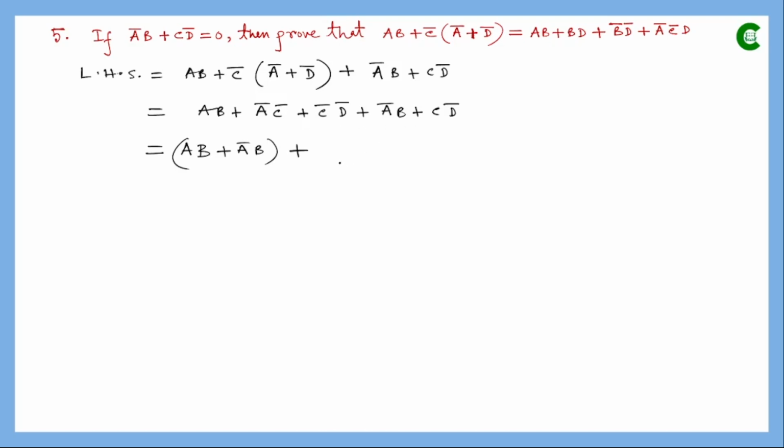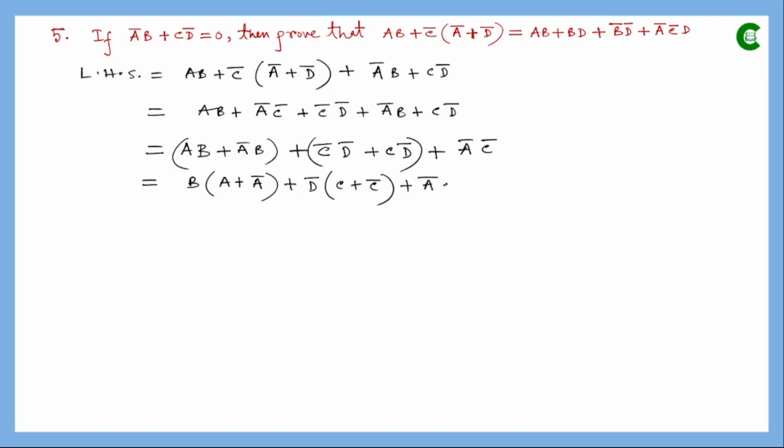Between third and fifth term, again we have that kind of relationship. So C bar D bar, and the fifth term is C D bar. So D bar if we take common, then within bracket we will have C plus C bar, and then we will have the second term which is a bar c bar. Now between ab plus a bar b, if we take b common, then it will be a plus a bar, and then between these two terms if we take d bar common, then it will be c plus c bar, and then we will have a bar c bar.